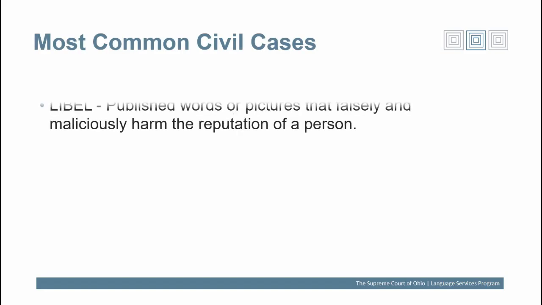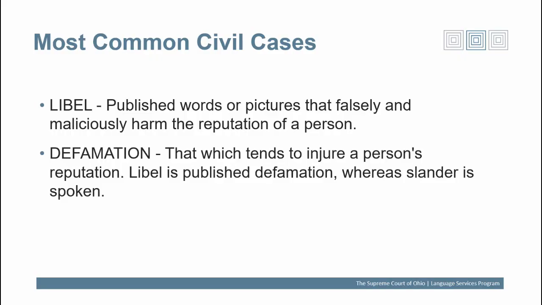Libel: published words or pictures that falsely and maliciously harm the reputation of a person. Defamation: that which tends to injure a person's reputation. Libel is published defamation, whereas slander is spoken. A more comprehensive definition can be found in Title 27, Chapter 2739.01 of the Ohio Revised Code. As you can see, each term can be a lesson in itself.